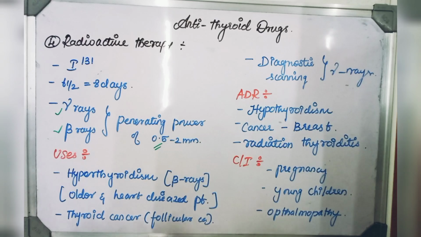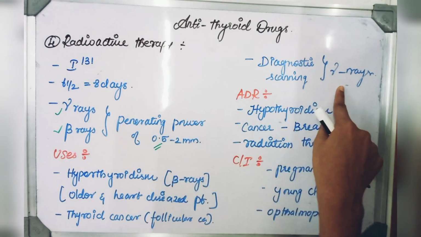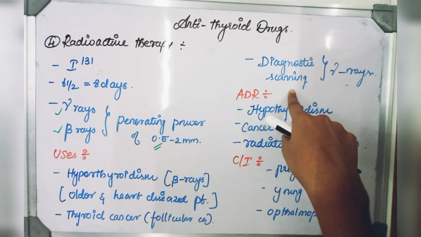And what are all the uses here? Actually, beta rays have a specific use in hyperthyroidism, especially in older and heart diseased patients, and it can also be used for thyroid cancer, particularly follicular carcinoma, not medullary carcinoma, because this iodine gets accumulated in the follicles only, so it can destroy thyroid follicular carcinomas only. And gamma rays are used in diagnostic scanning.